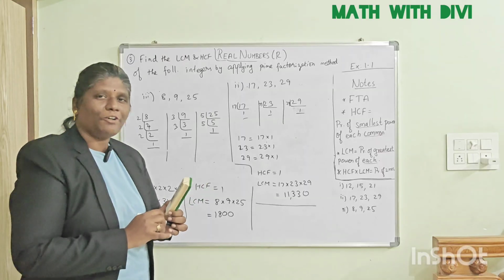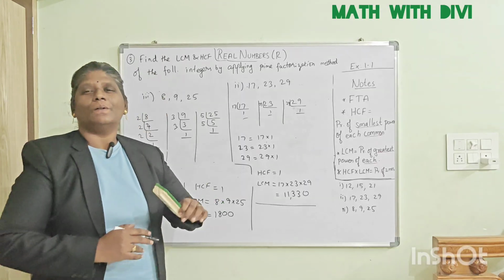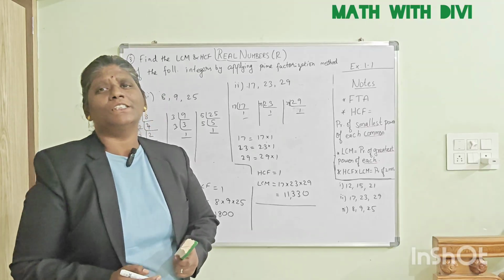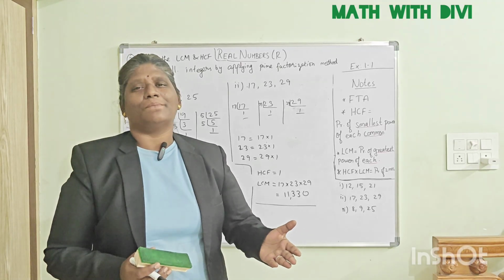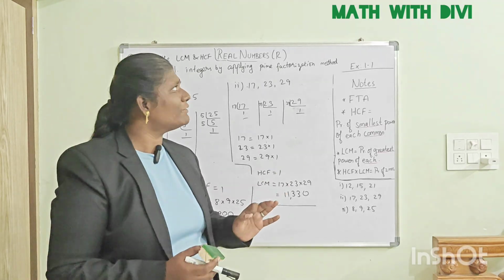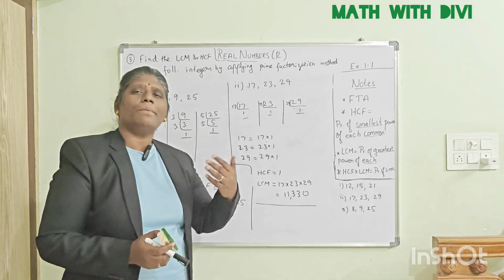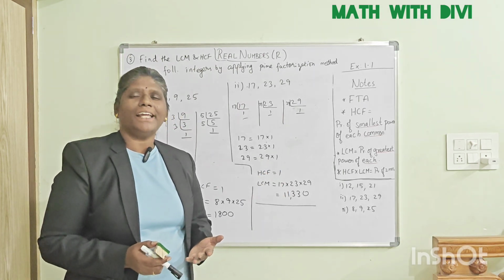Next is the fourth sum. I think the video is going to be very long, so let's stop here and we will see it in the next video very soon. In exercise 1.1 there are 7 sums. Already we have done 3 sums. The remaining 4 sums we will check in the next video.